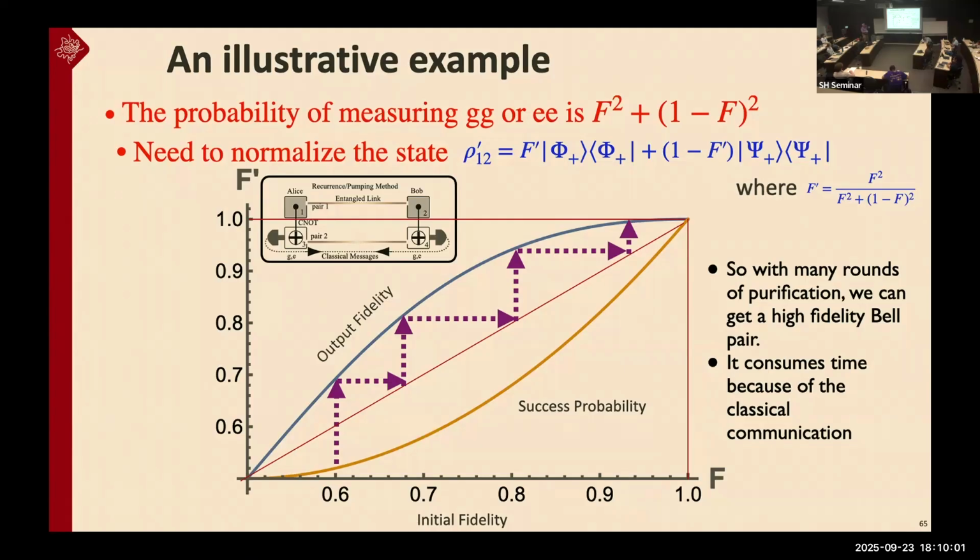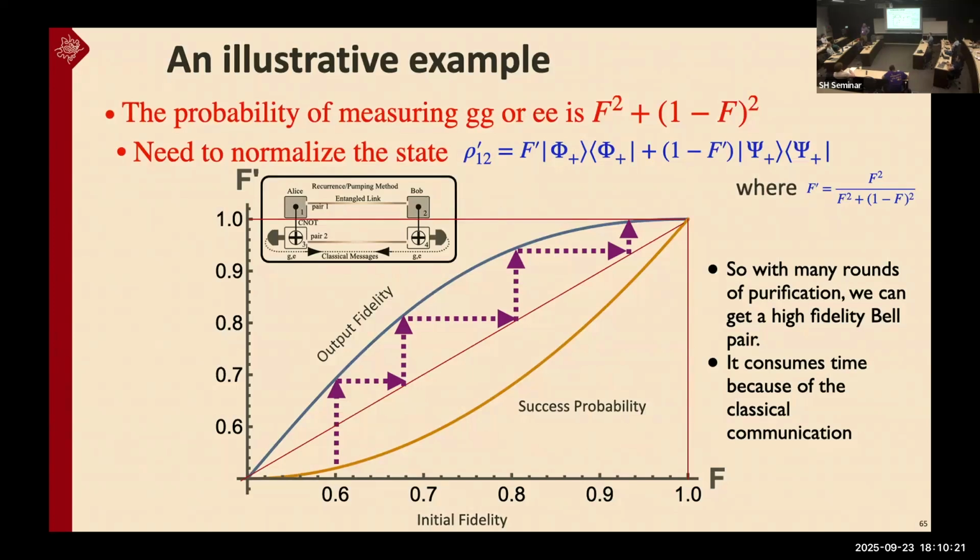So this is the purification curve. This is the output fidelity, input fidelity versus output. What's the probability of success like? It's greater than 0.5, but it's still slow going.